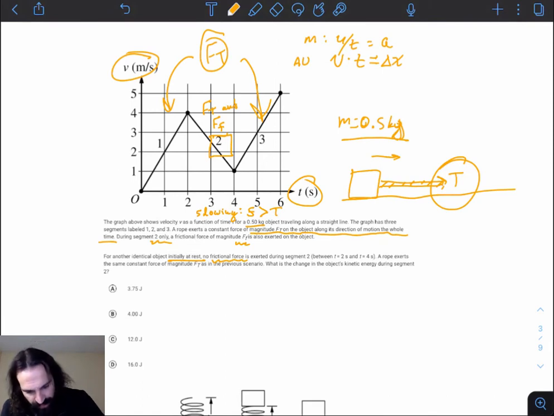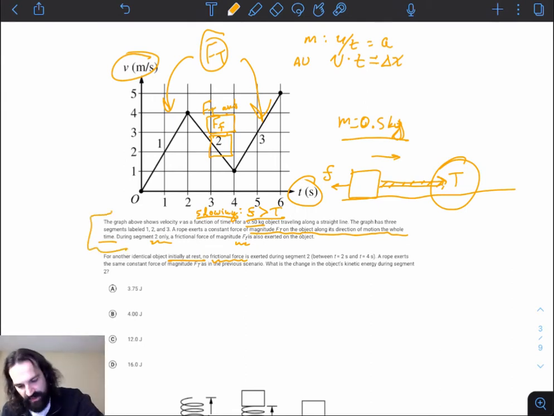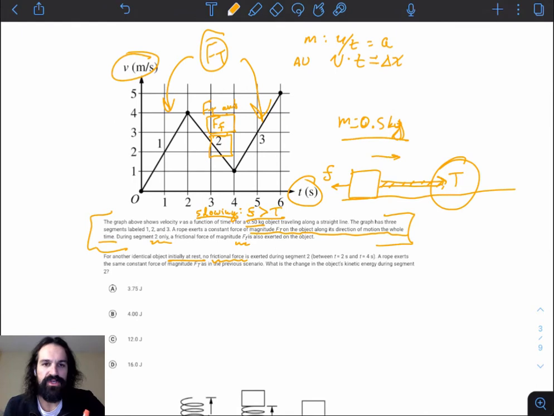In phase 2, they've added friction, which has to be greater than the tension force because it's slowing down. So if it's slowing down, the force backwards, friction, has to be greater than tension. But then you read the next part and you find out that the entire amount of information you read up here largely is extra information that you don't need.